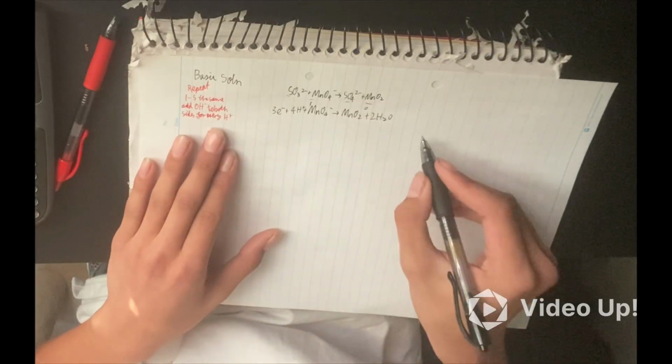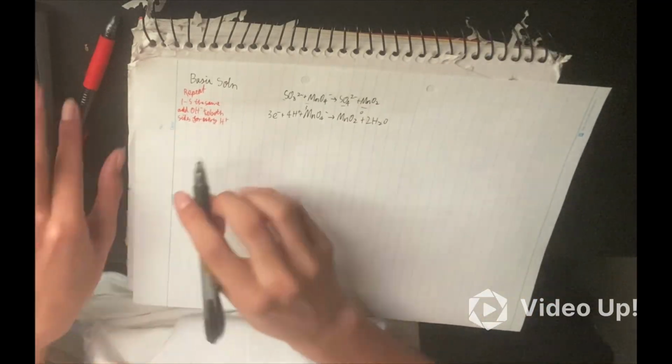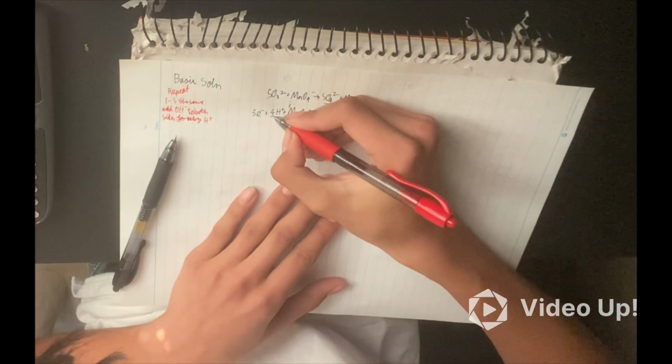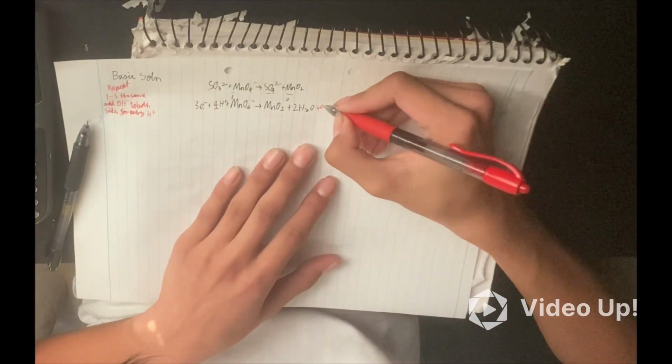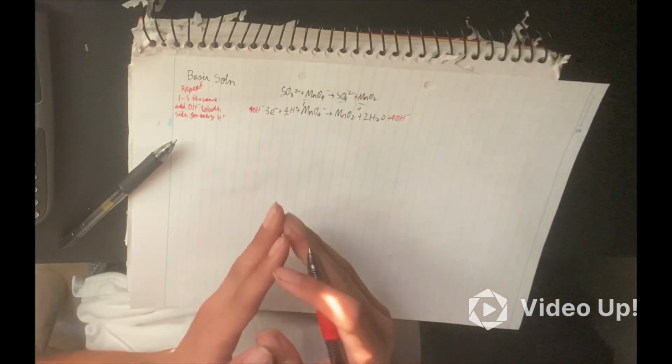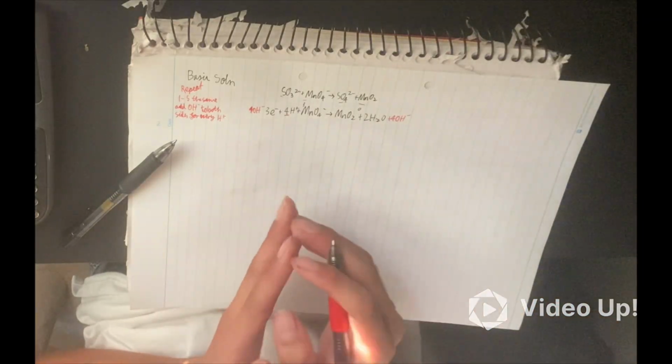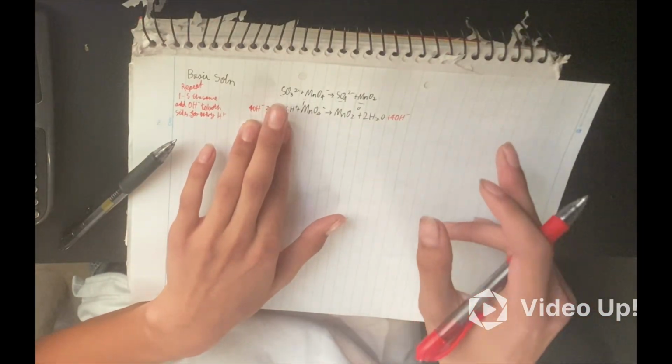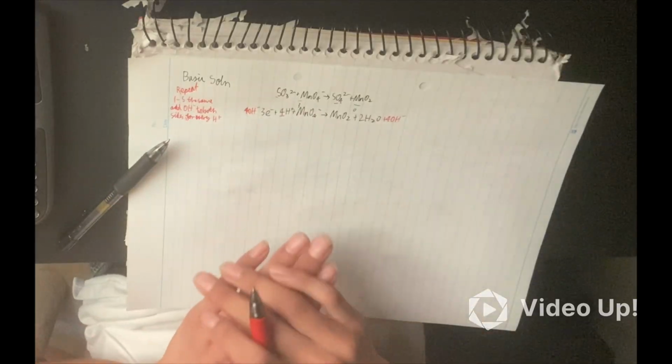Now, that's steps 1 to 5. We need to add 1 OH for every H. So because we had 4 H's, we're going to add 4 hydroxides. And then we will simplify this at the very end, because this can be 4 water, and then that can cancel out with this water, but we'll save the simplification until the very end.